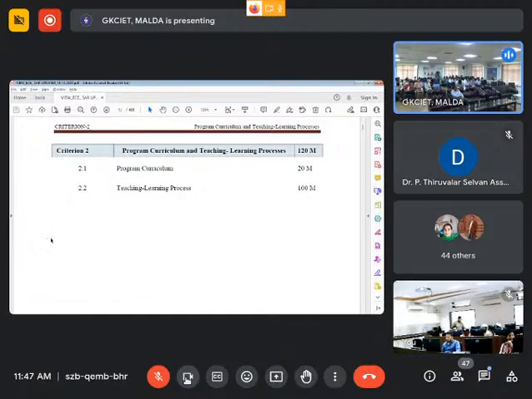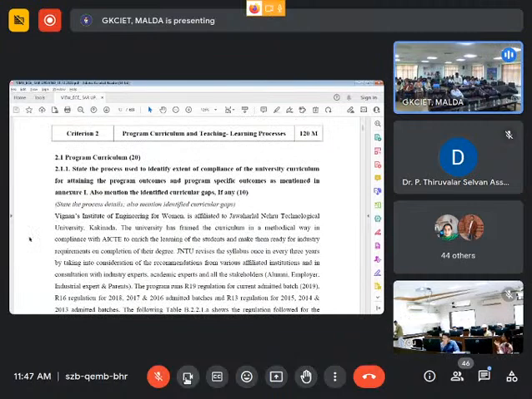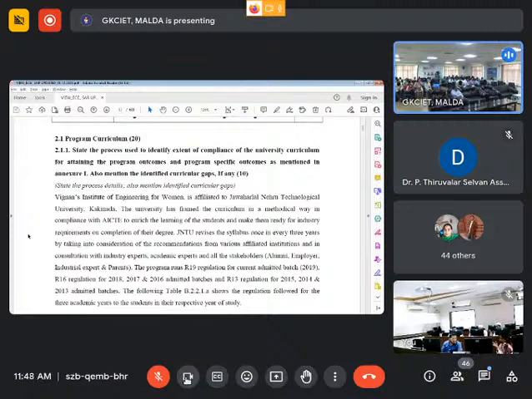This is your program curriculum and teaching learning. Yeah. Program curriculum, just turn it off a little, because they are also tier 2, they are under JNTU Kakinada.